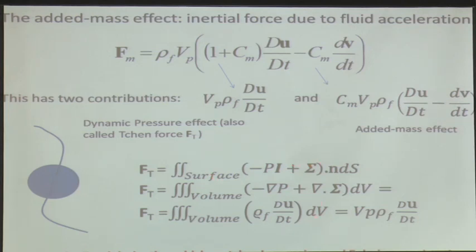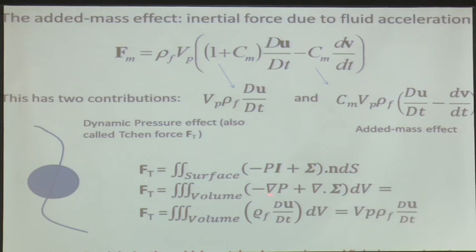There is a theorem, called the Gauss or Green theorem, that will allow us to transform this surface integration into a volume integration. So P becomes the gradient of P, and sigma, the stress tensor, becomes the divergence of the stress. Maybe you are not familiar with that. If you have any question on how to compute the divergence of a tensor, I can show you on the paper. But theoretically, we know that we are able to do that.